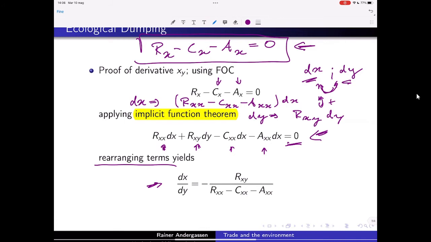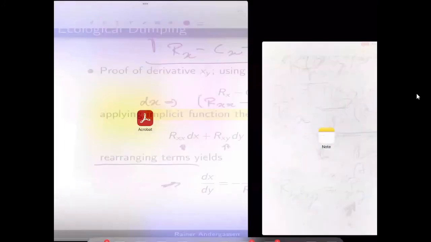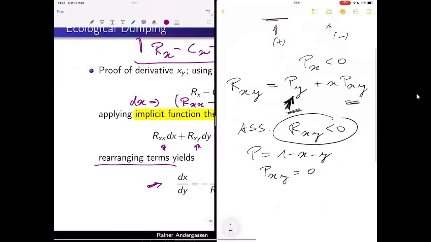So here, notice the following. Rxy is negative by assumption, because we assume that the marginal revenues depend negatively on Y. This is what I explained before the break. This is mainly because if my competitor increases the quantity produced, the world price goes down, and therefore I get lower revenues.